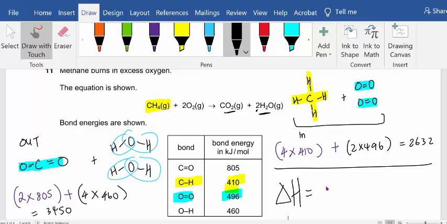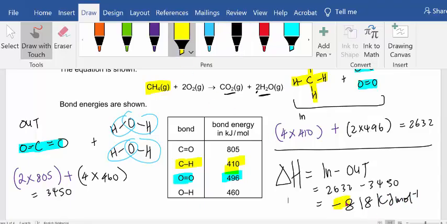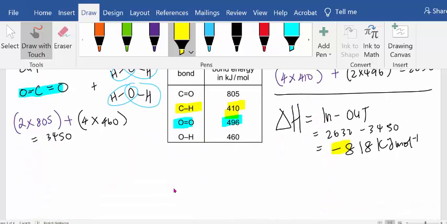So what is my energy change? What is my enthalpy change? In minus out. Don't tell me positive or negative yet. You just say in minus out. In is 2632 minus 3450. Will it be positive or negative? Do you write negative or do you try and change it to positive? No, if it's negative, you must write negative. Negative 818 kilojoules per mole. So this value is negative, so that's why it's an exothermic reaction. Can you understand? Okay, so this is what I'm going to make you do next week.